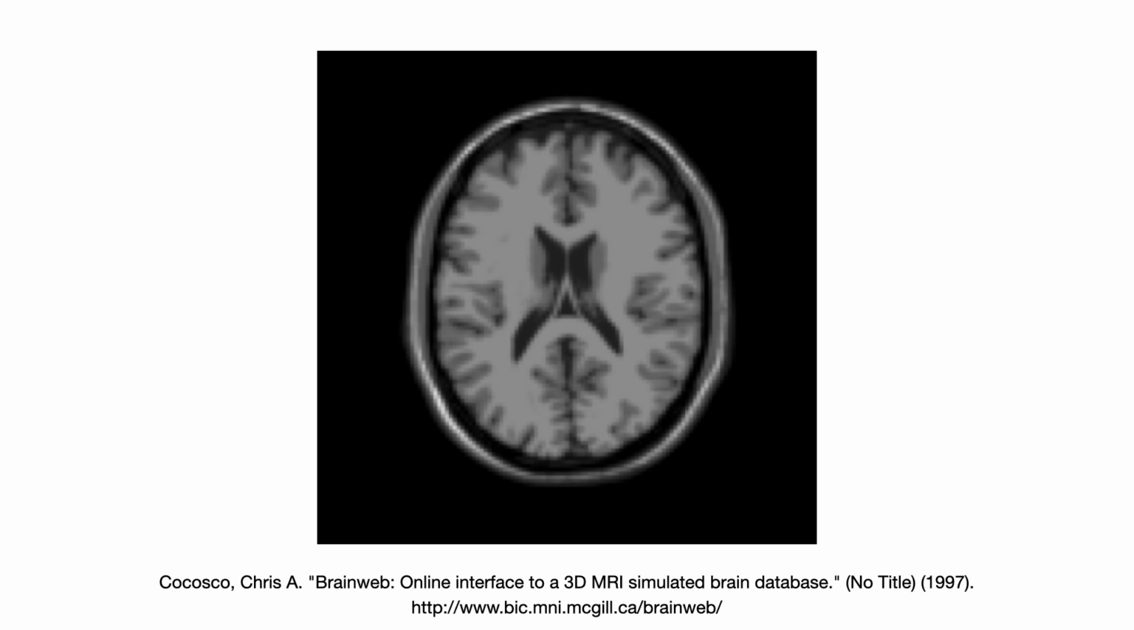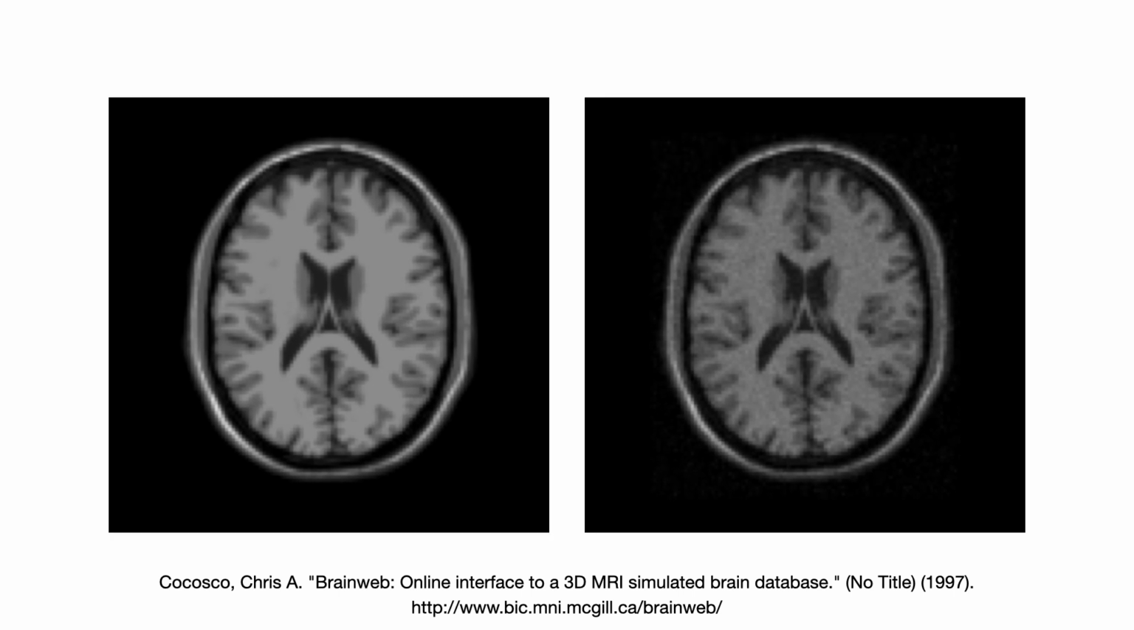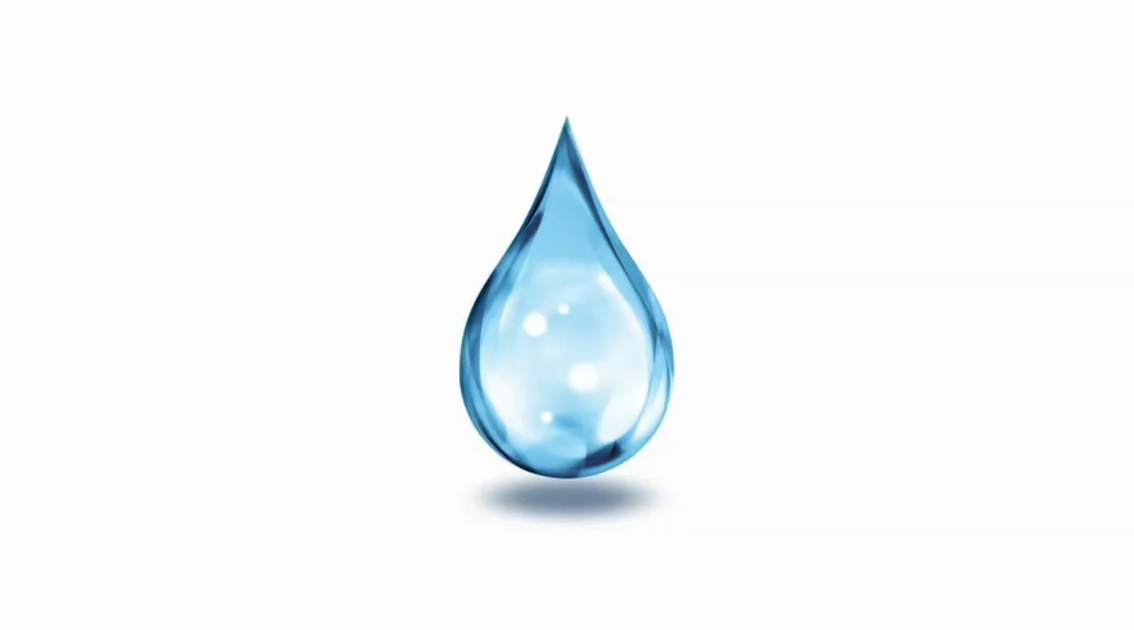Here's an axial slice of a brain simulated with the BrainWeb interface, and this is a pristine image. There is no noise in this image. Here it is with noise, and if we put these side by side, you see how much noise can degrade an image. So where does this noise come from?